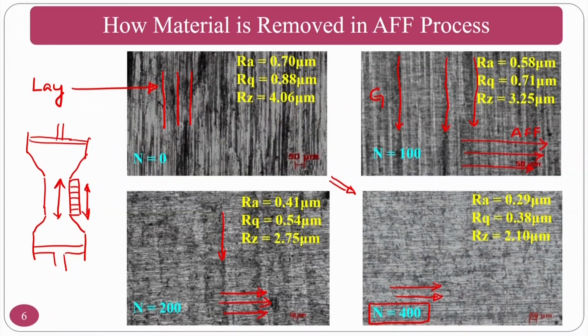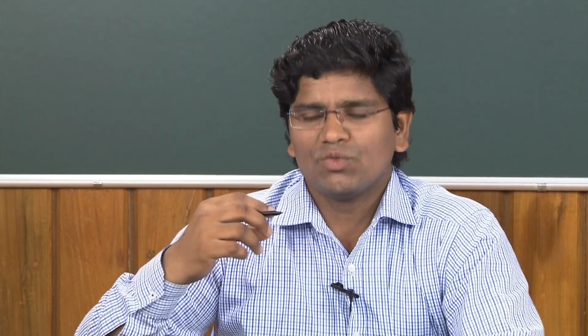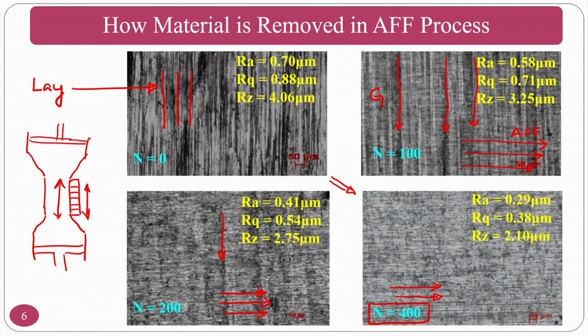This is how the material removal mechanism takes place, and the physics that I spoke about in the previous slide regarding the viscoelastic nature will shear the surface peaks, the grinding marks gradually disappear, and only abrasive flow finishing marks will appear on the surface.